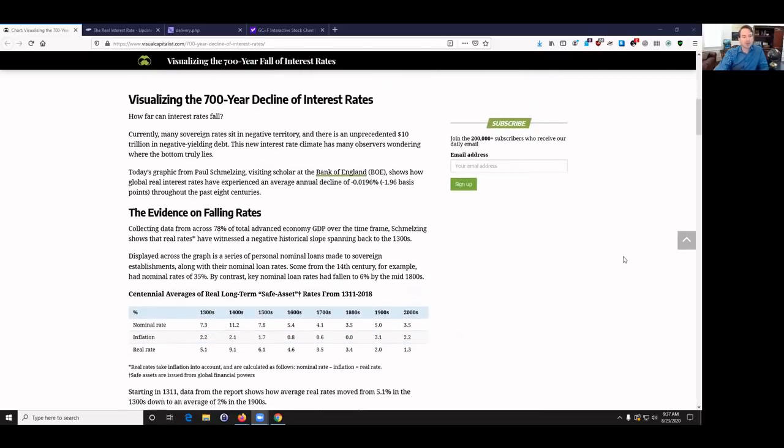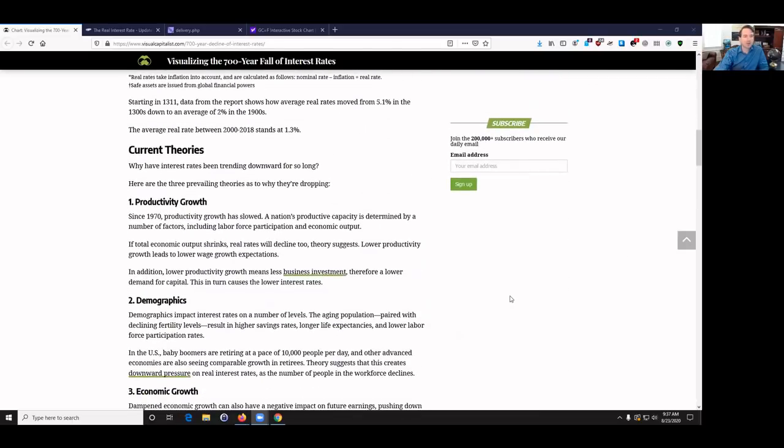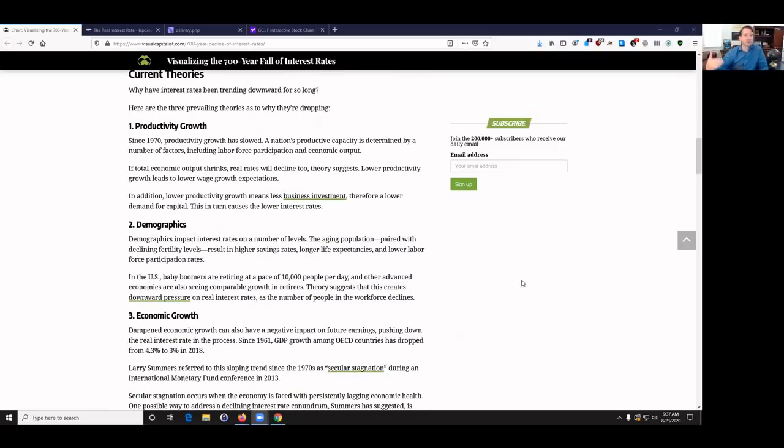The article goes on to hypothesize three theories, and they're current theories. So these are just going to point to the last 40 to 50 years across the world and in the US. The first one is productivity growth. Since 1970, productivity growth has slowed, as a nation's productive capacity is determined by a number of factors, including labor force participation and economic output. If total economic output shrinks, real interest rates will decline too, the theory suggests. Lower productivity growth leads to lower wage growth expectations. Again, that's just within the last 40 to 50 years.